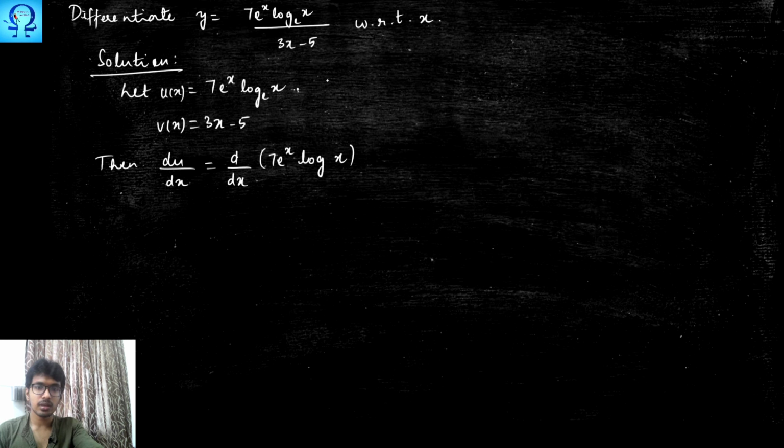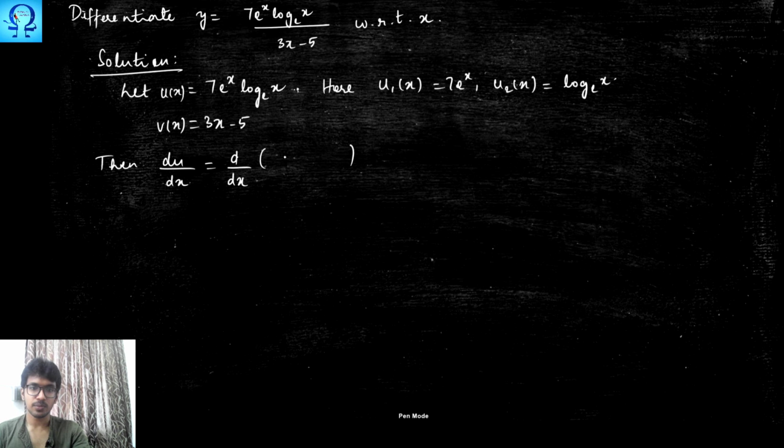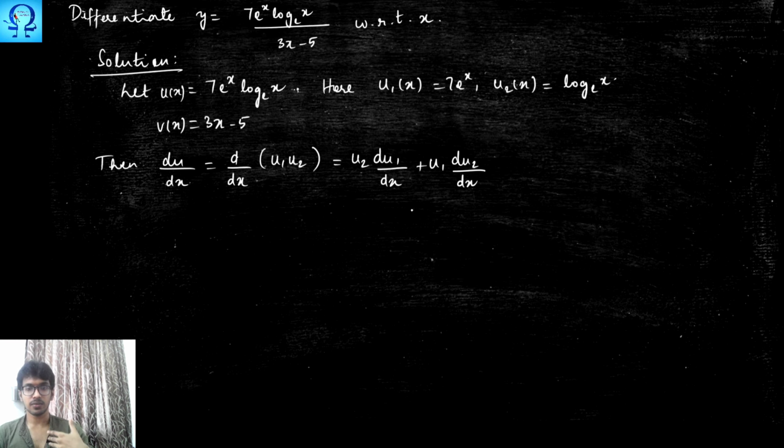Here, let me take u1 of x as 7 e power x and u2 of x as log x. So my u becomes u1 u2. In the place of u, I have u1 and in the place of v, I have u2. So this happens to be u2 times du1 upon dx plus u1 times du2 upon dx. So this is the thing that we are about to get.